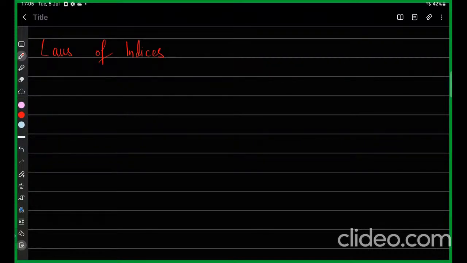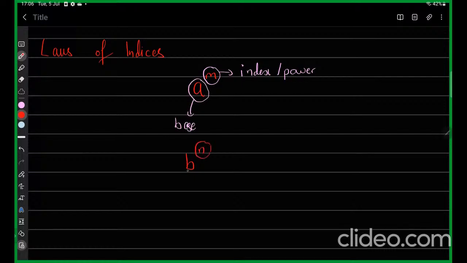Before talking about this, let's just talk about the notation. For example, if I have a number a power m, this m is basically the index. It is the power, or you can also call it the exponent. I'm just talking about the notation. And this number right here is basically the base. So a quick revision, if I talk about b power n, this is the index and this is the base. So in indices, we will be using these terms again and again. Base, power, base, power. I hope this idea is clear.